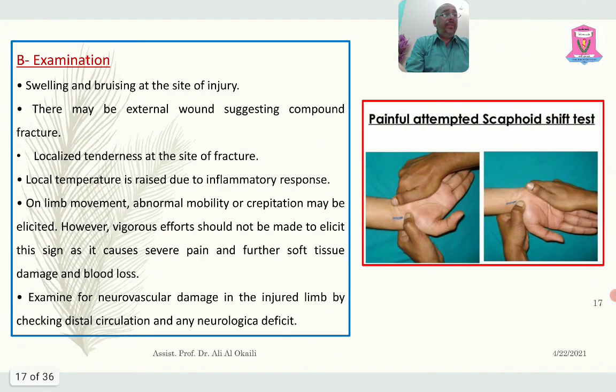Painful attempt بالسكافويد fracture لما نتحركه صح هو حيصير عندنا abnormal mobility، لكن بنفس الوقت انت تتعرض surrounding tissue for more damages.